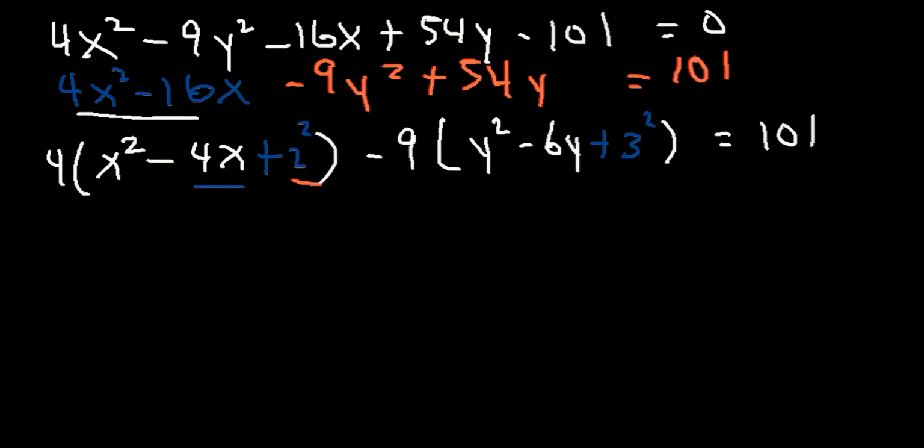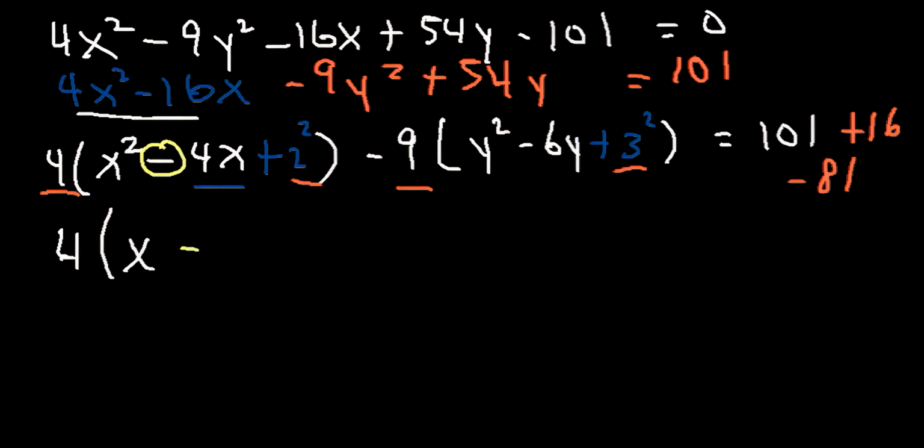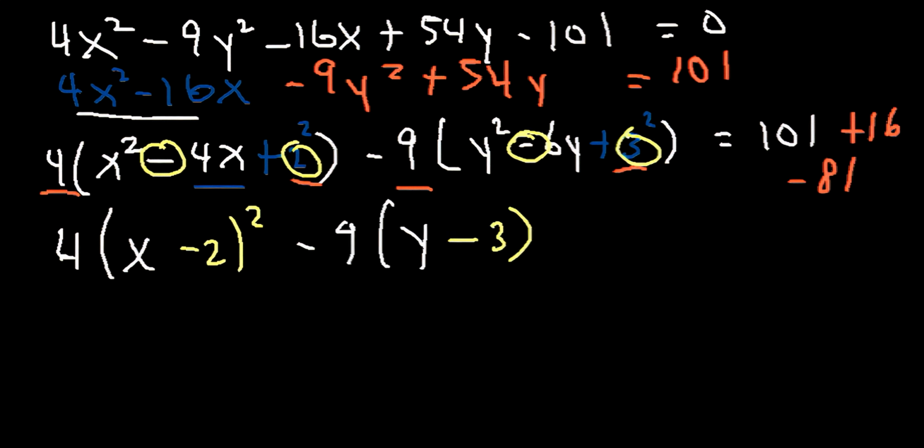Now 2 squared is 4 times 4. We need to add 16 to this side. 3 squared is 9 times negative 9, so that's negative 81. So let's add negative 81 to that side. So now let's factor. It's going to be 4 times x minus 2 squared, and then minus 9 times y minus 3 squared. So 101 minus 81, that's 20. 20 plus 16 is 36.